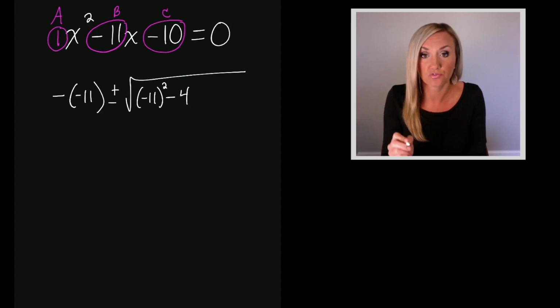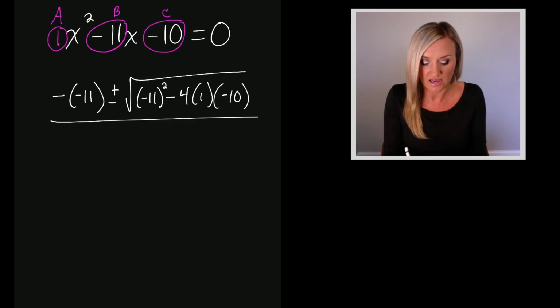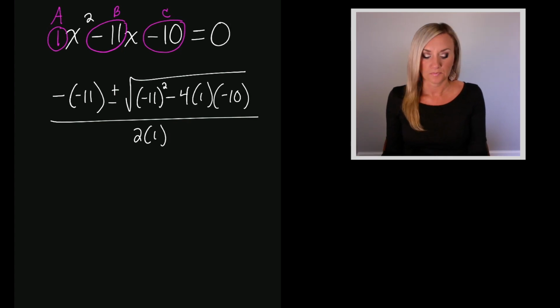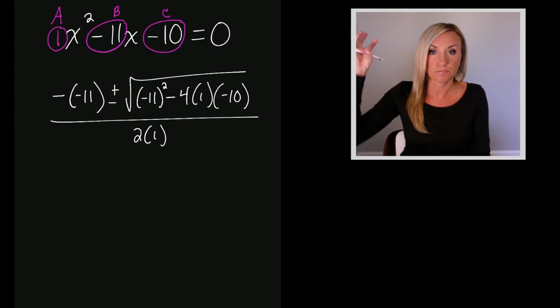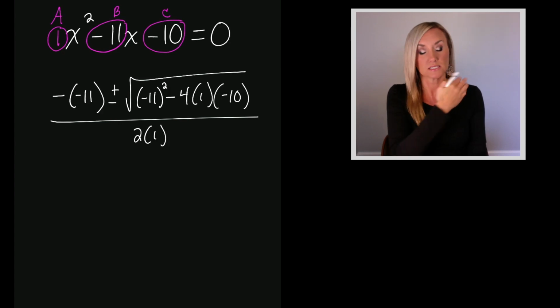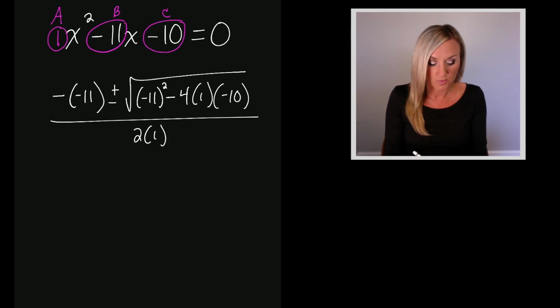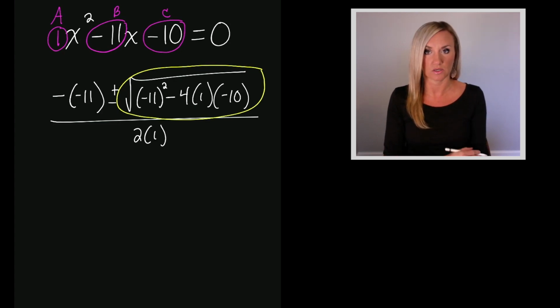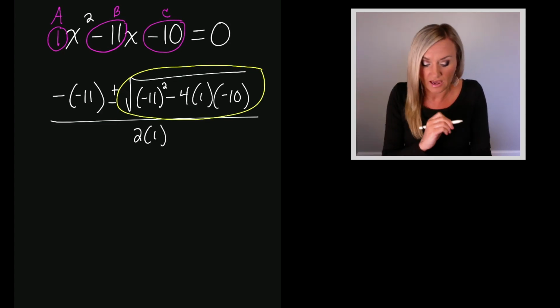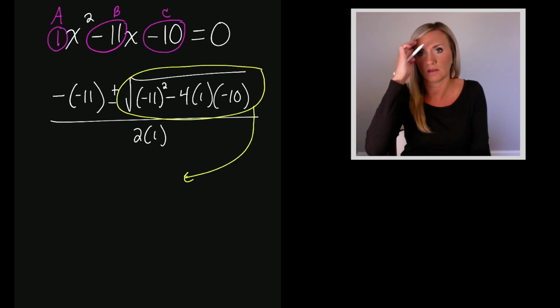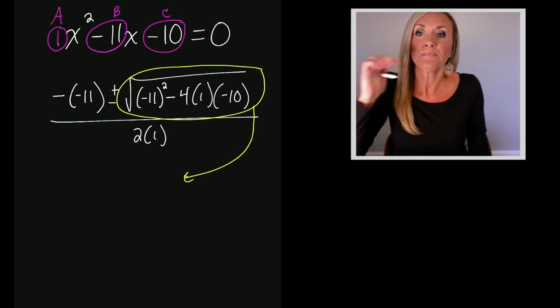All right, -4, always 4, right? Times a is 1, times c is -10, and that is all over 2 times a, which is 2 times 1. All right, so step number 1, plug everything in. Step number 2, what I like to do is I just type all of this into the calculator. Now, when you type all of that into the calculator, this time it gives a decimal. And that's okay.